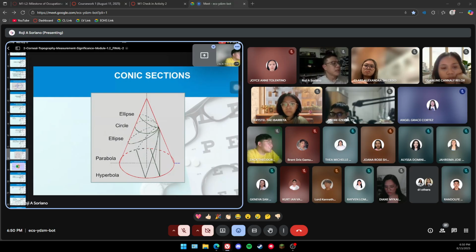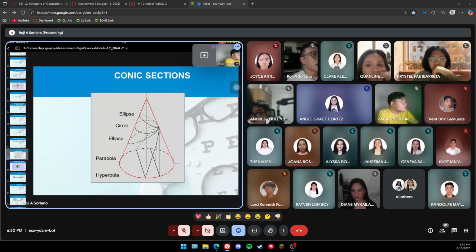So that's your asphericity. So the conic section, from the word cone. So we have the ellipse or the ellipsoidal, the circle. You have the paraboloid or the parabola, and the hyperboloid or the hyperbola, which is the biggest. So if I am to understand, the amount of deviation will differ depending on the person's anatomy.